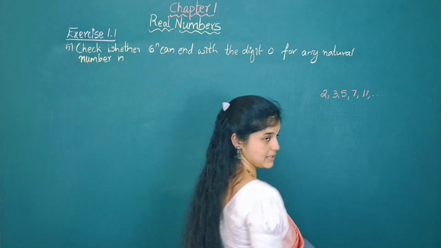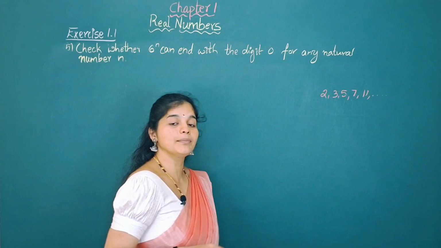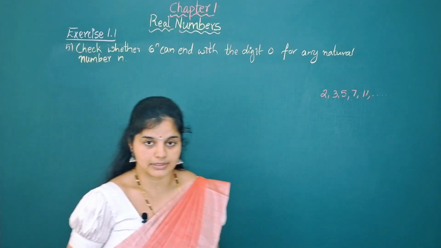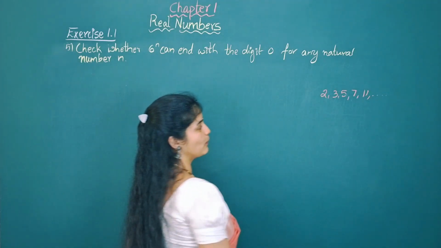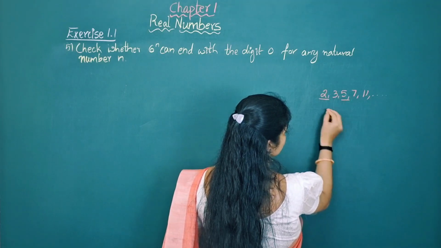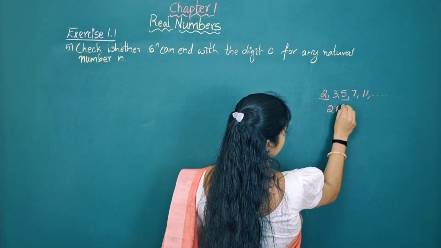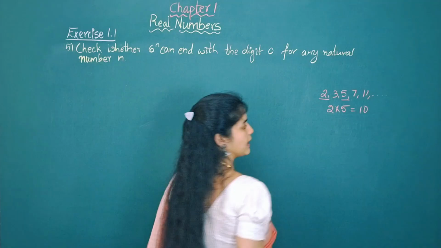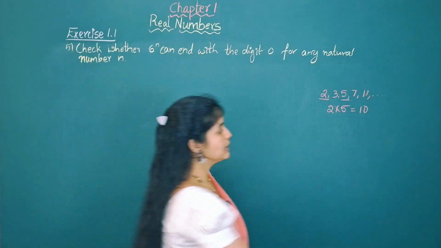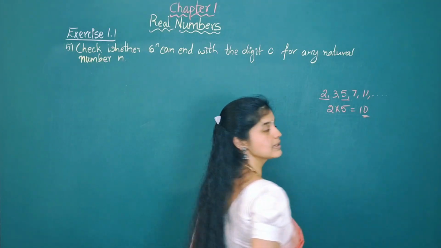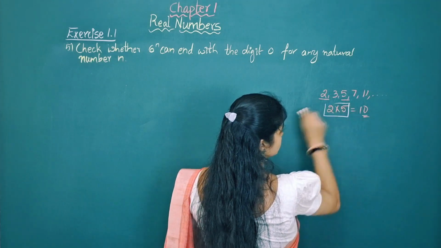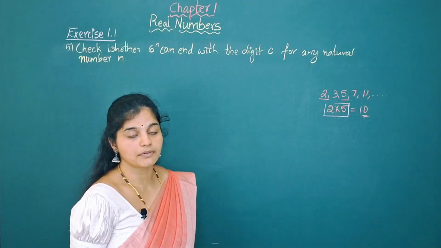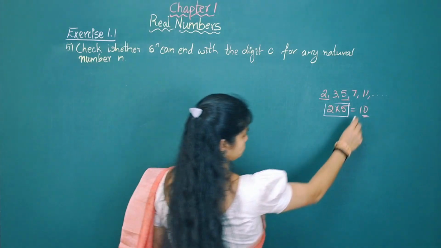Among these prime numbers, when we multiply two prime numbers, in which case are we going to get 0? Yes, obviously, whatever you are guessing is right. It is 2 and 5, right? When we multiply 2 and 5, we will get 10. Means that a number which has the prime factors 2 and 5 both will end with 0.